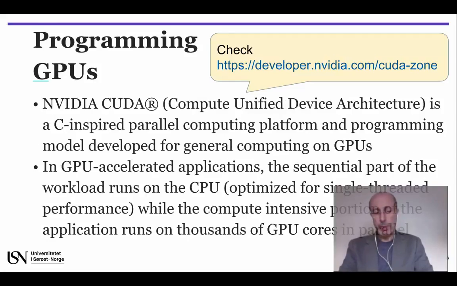NVIDIA is probably the best known company designing GPUs for the gaming and professional markets, and their CUDA programming language is widely used. When a GPU is used to accelerate program execution, the compute-intensive portion of the application runs on thousands of GPU cores in parallel, while the sequential part of the workload runs on the CPU.